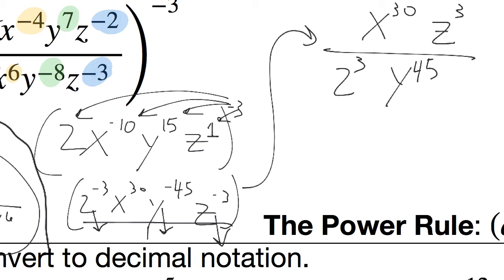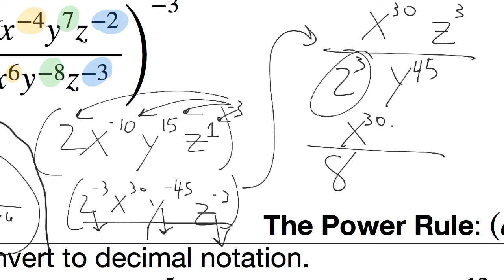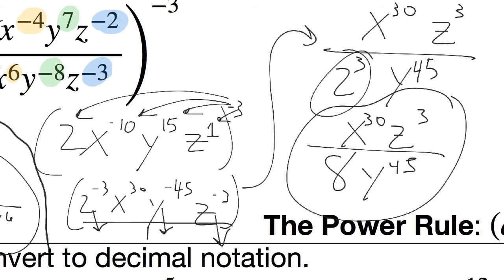One last thing that I think I need to do in order to make sure it's totally simplified is 2 to the third, which is 2 times 2 times 2 is 8. X to the 30, z to the third, y to the 45th. Wow. There it is.